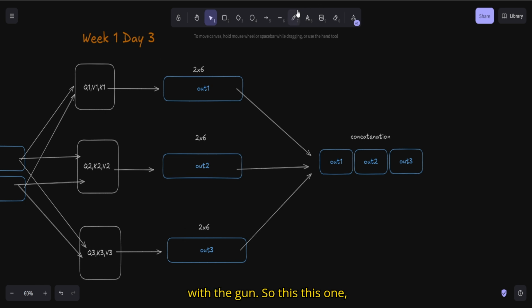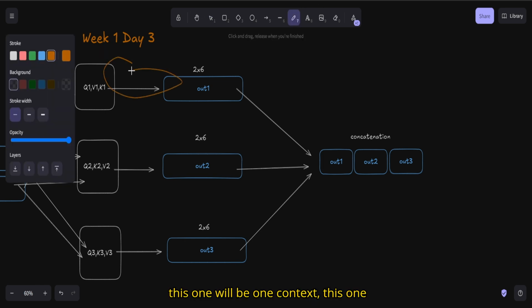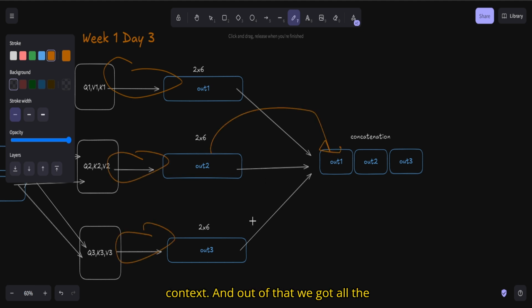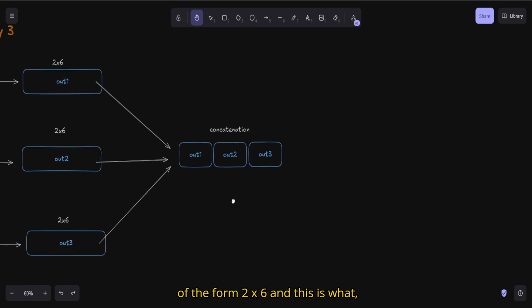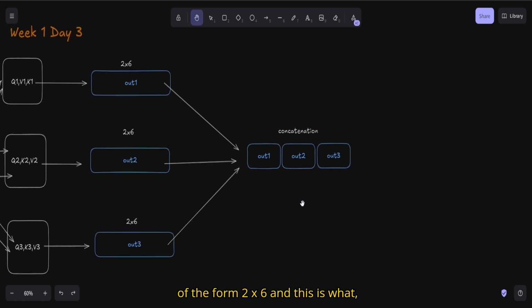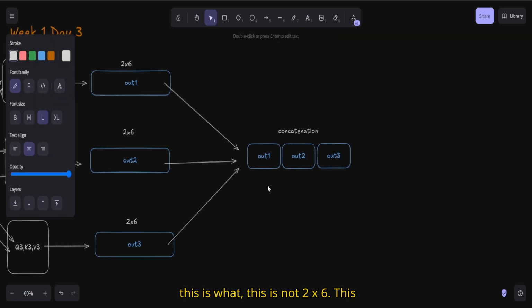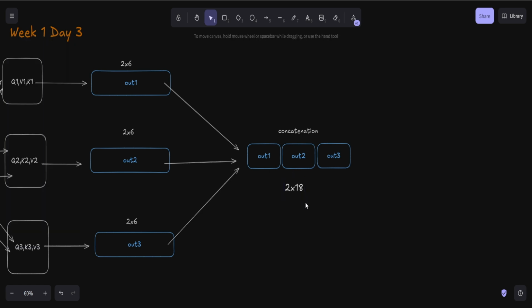So this one will be one context, this one will be one context, this one will be one context, and out of that we got all the contexts mixed into this one matrix. But as we know, the output has to be of the form 2 cross 6, and this is not 2 cross 6. Let's say this is 2, because the width is same, so it's 2 cross 18. So we have to make it 2 cross 6, right?